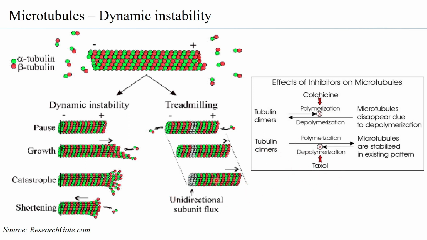How? Because once you have the spindle fibers formed and they are going to bind to the chromosomes, for the chromosomes to be separated and brought to the poles, the microtubules have to shorten. And if the microtubules are not shortening, you will immediately have the cell division getting arrested.